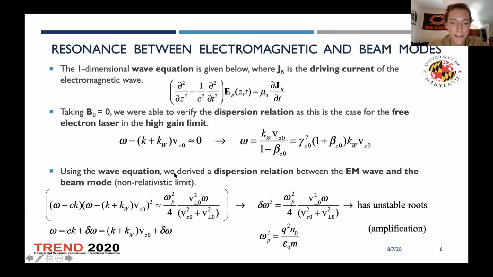So using this wave equation, we derive the dispersion relation between the EM wave and the beam mode. This here is the dispersion relation, which relates this omega to this ck here. It shows in this expression where we have defined omega, we are relating the EM field to the beam mode here by this delta omega. Solving for this delta omega, we get this expression here, which has 3 unstable roots as it's a cubic function. And one of those roots leads to an amplification of the system at that frequency. And we have this proportional to this plasma frequency squared defined here.